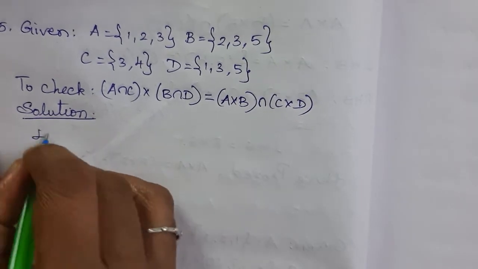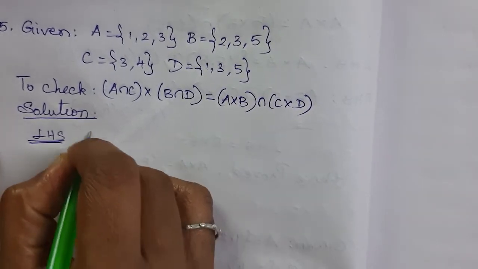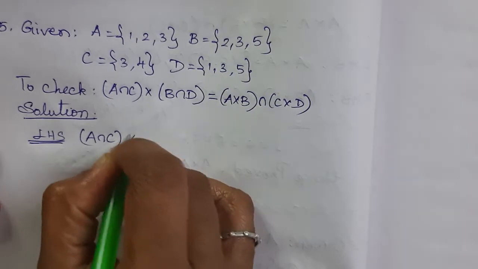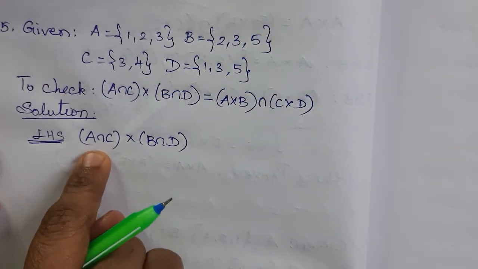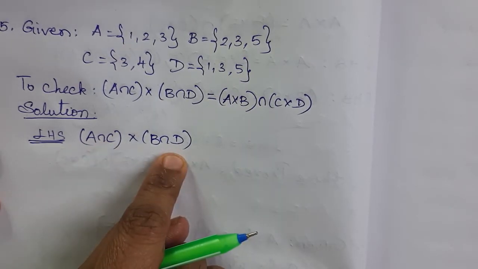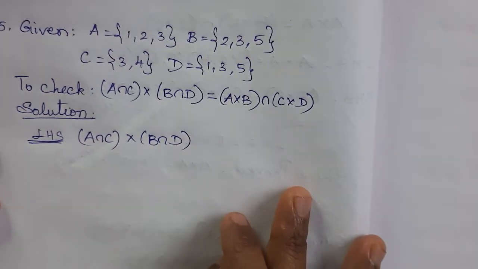So let's take the left hand side. Left hand side is (A ∩ C) × (B ∩ D). So first we are supposed to find A intersection C and B intersection D. Then we have to find the cross product of those two.